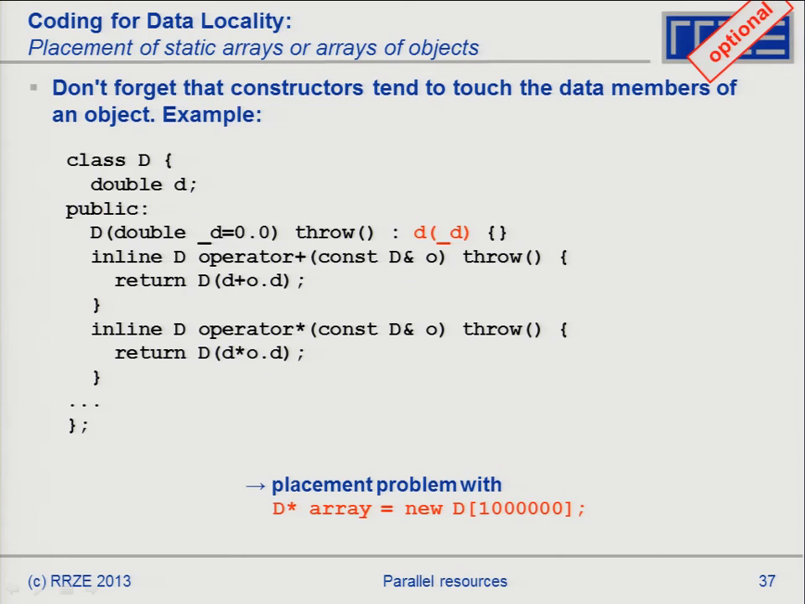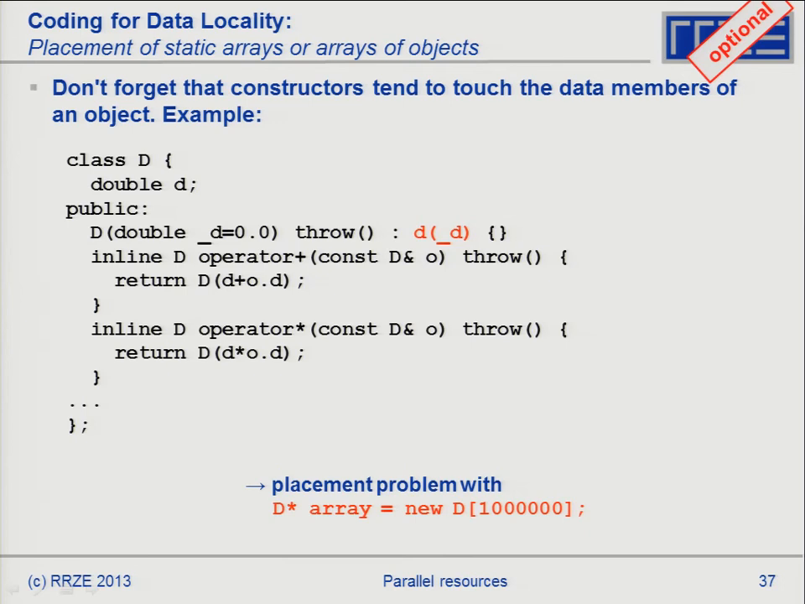So here's the problem with allocation of arrays of objects. We have a class D here. The only purpose of this class for demonstration purposes is to wrap a double. So the only data member is a double, and there are operators overloaded, like operator star, that multiply D's, and there's a constructor which works as a type converter. So you can use an object of type D as you would use a double precision scalar. And then you say something like this, D pointer array equals new D of 1,000,000. So that will give you 1,000,000 D objects. They will be initialized using the default constructor, using zero here. And they will be placed into this array.